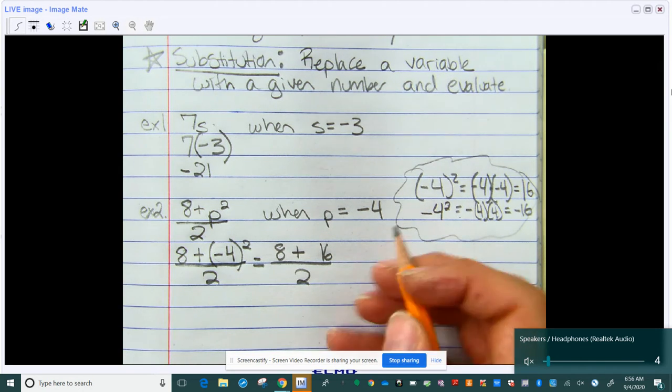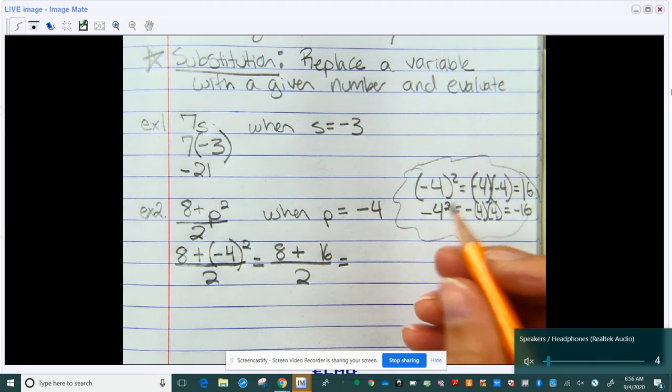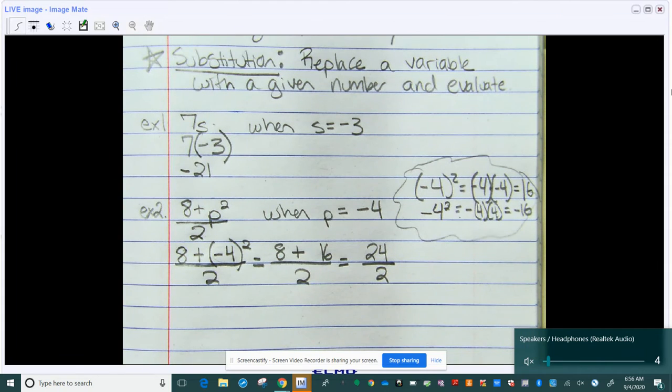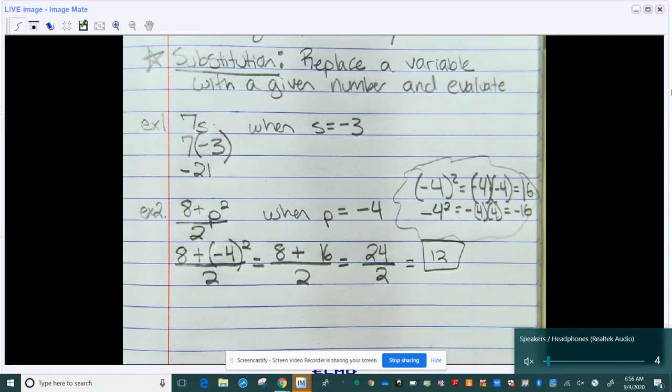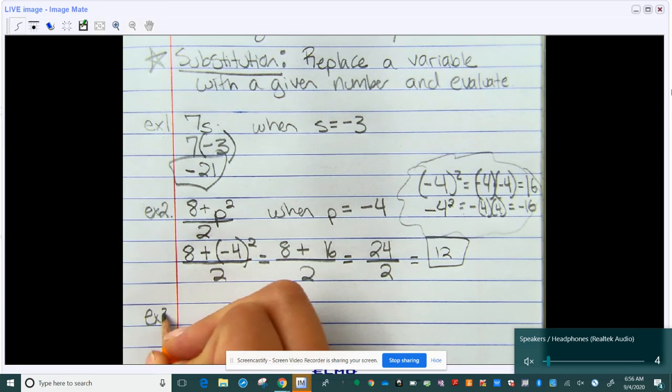From here, we continue on, and I'm going to continue horizontally here. So we have 8 plus 16 gives us 24 over 2. And from there, it's a fraction, but we can also just divide. 24 divided by 2 is 12. There's our answer. Ooh, I didn't box this one. All right, final one. Here we go. Final example, example 3.